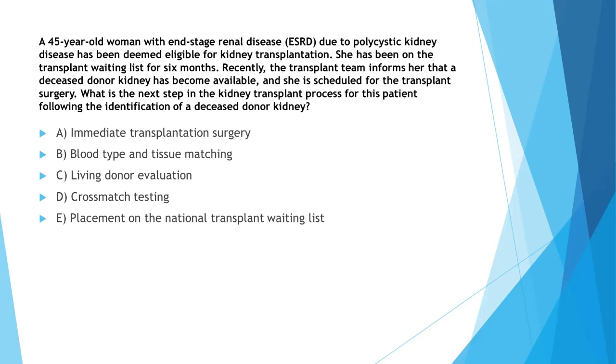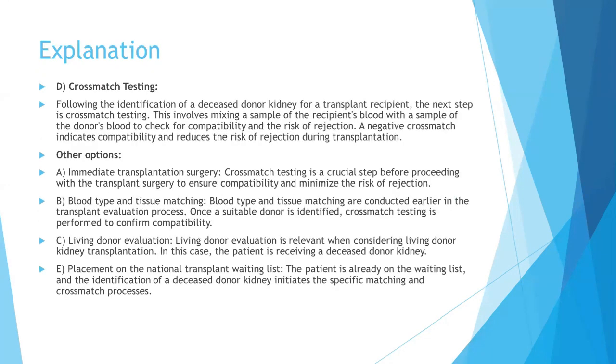Immediate transplantation surgery, blood type and tissue matching, living donor evaluation, cross-match testing, or placement on the national transplant waiting list. So cross-match testing. Following the identification of a deceased donor kidney for a transplant recipient, the next step is cross-match testing. Now this involves mixing a sample of the recipient's blood with a sample of the donor's blood to check for compatibility and the risk of rejection. A negative cross-match indicates compatibility and reduces the risk of rejection during transplantation.